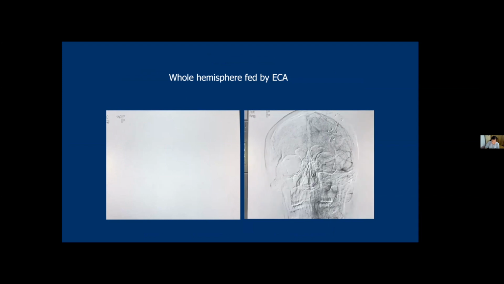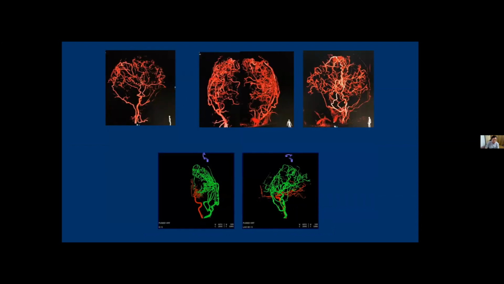So this is a long-term follow-up. After 7 years of bypass, we can see the STA becomes so big, and the blood flow actually not only feeds the whole hemisphere, but also the contralateral frontal lobe.